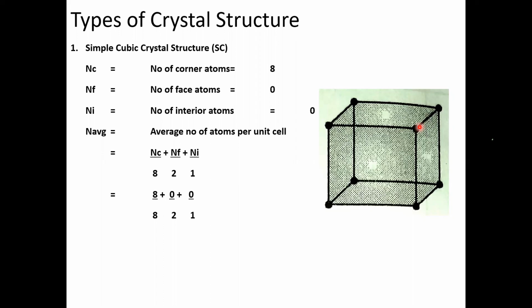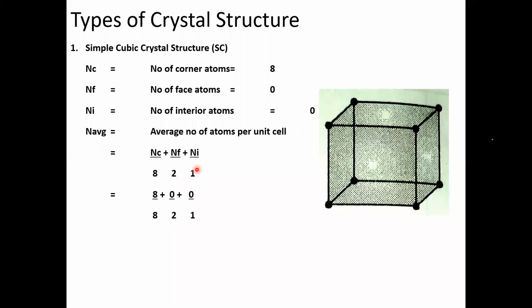And for Nf by 2, the reason is that faces are correlated with each other. So the top face and bottom face, then this particular side face and this particular side face. Like that, 2 faces are connected with each other. That's why Nf by 2 is written. And Ni by 1: only one interior atom is inserted in this crystal structure. So that is the logic behind this.